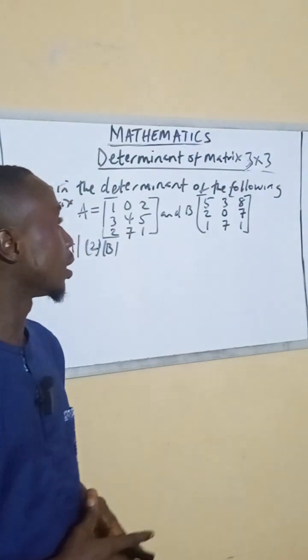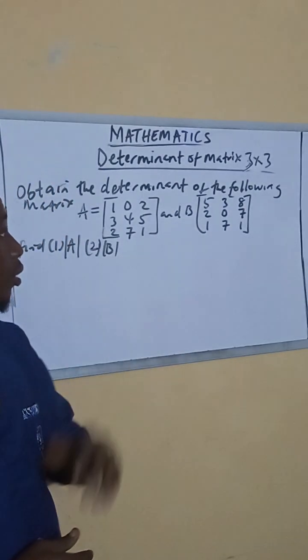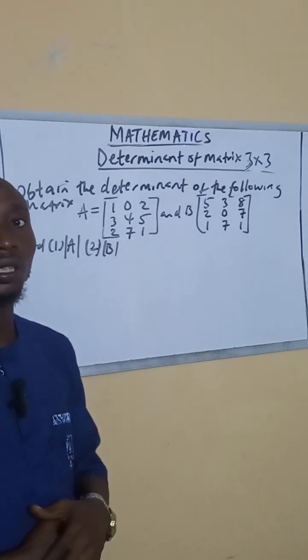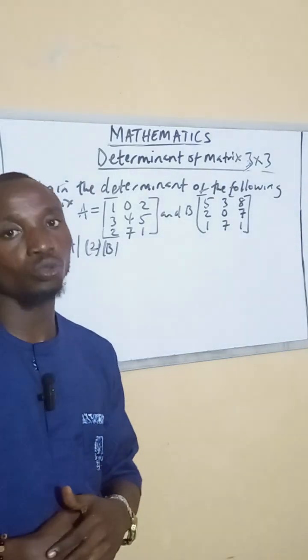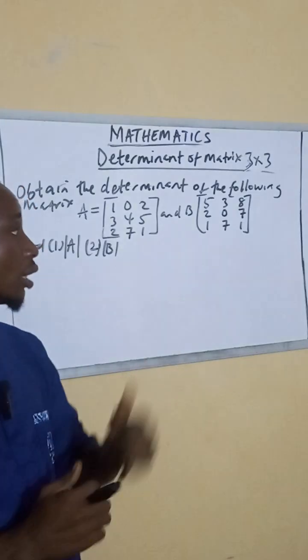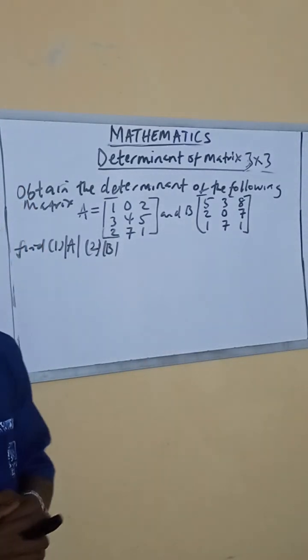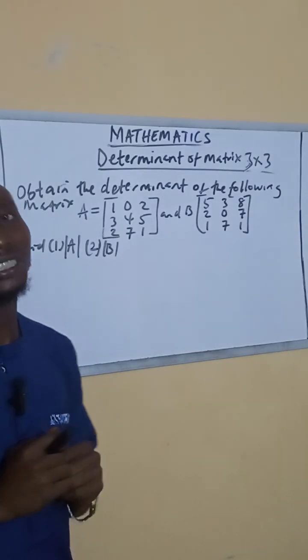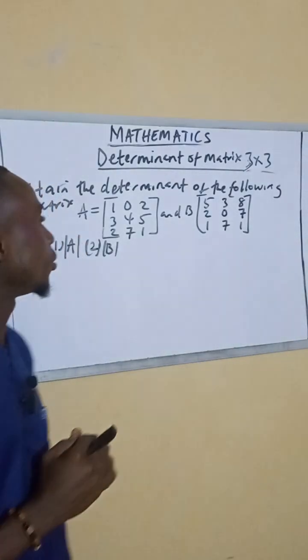Today we are going to be looking at the determinant of a matrix. Not just determinant, but 3 by 3 matrix. In my previous video I did 2 by 2, and now we're going to be looking at 3 by 3. It's a bit tricky, but I'm sure you guys can do it. Now let's go to the board.